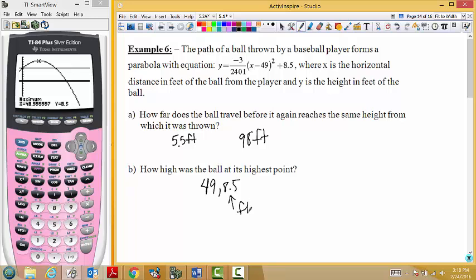So how high was the ball at its highest? 8.5 feet. And the reason I knew that without doing it is because it was in vertex form, x minus h squared plus k, where this is how much it moved up, this is how far it moved over, and it was opening down. The end.